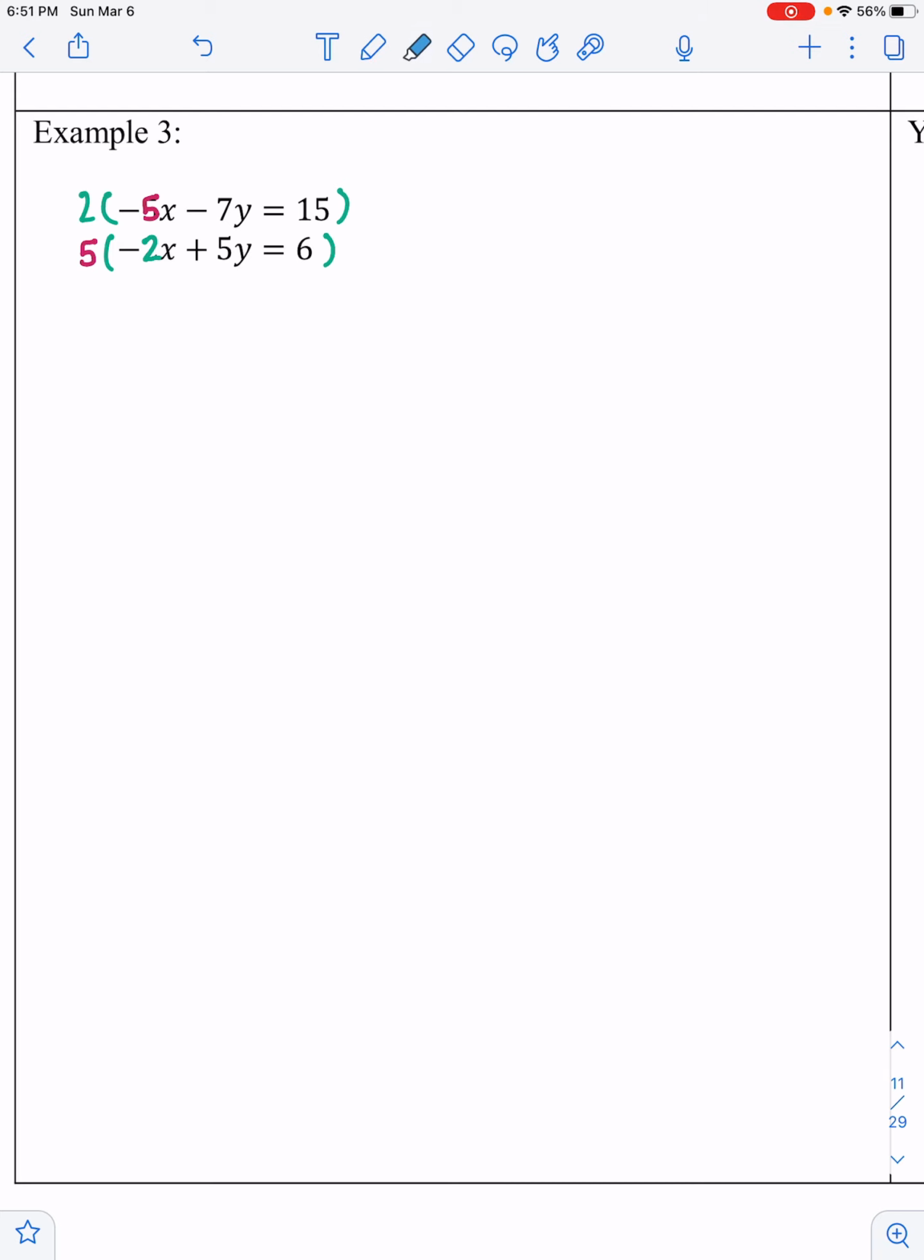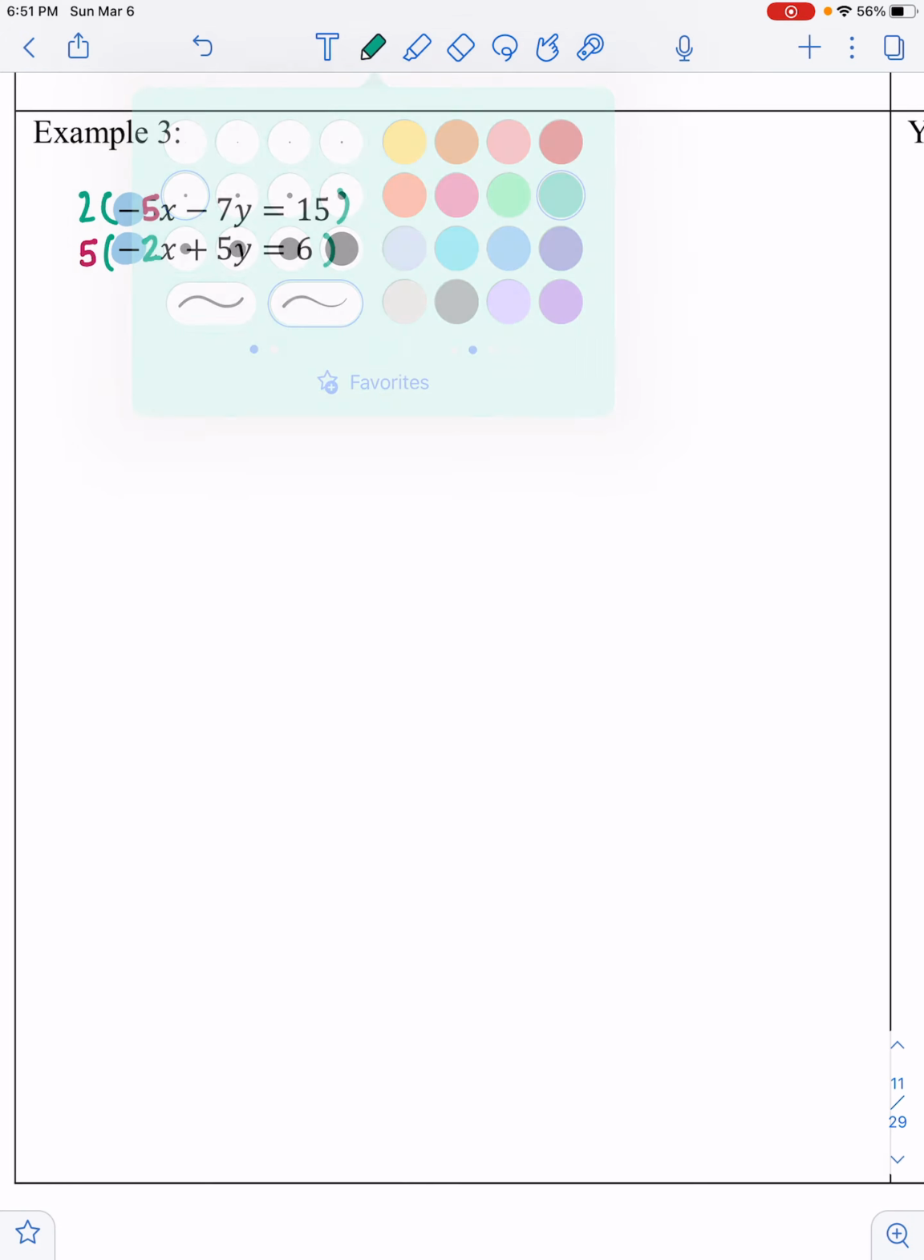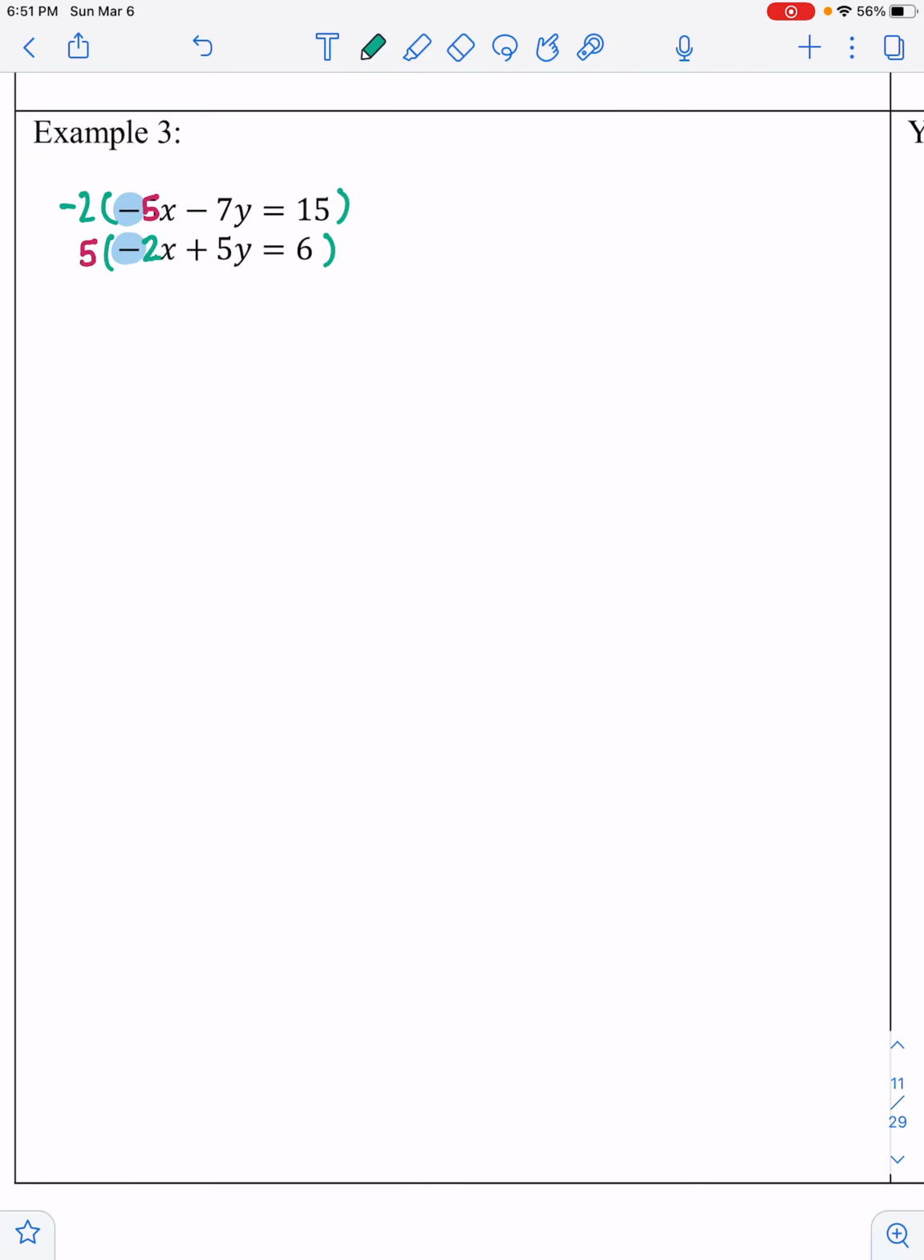There is one more thing we have to look out for. Since they're both negative, I need to make sure one of them becomes positive. Up to you which one. I'm just going to do the first one, okay? I'm going to change that into a negative, so when I multiply, the entire thing becomes positive. Okay, we're going to distribute. This gives us positive 10x plus 14y equals negative 30.